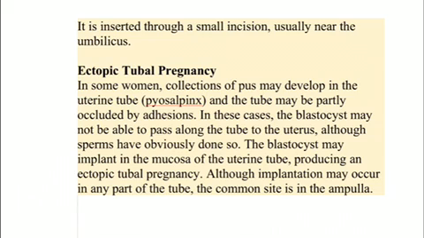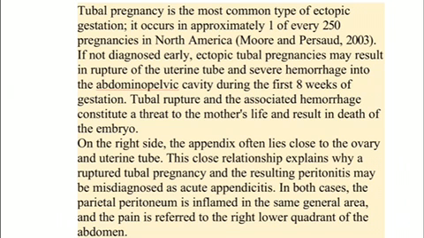Tubal pregnancy is the most common type of ectopic gestation. You have it in about 1 in every 250 pregnancies in some parts of the world. If it's not diagnosed early, ectopic tubal pregnancy may result in rupture of the uterine tube, and in such a case you could have severe hemorrhage into the abdominopelvic cavity in the first 8 weeks of gestation. If there is a tubal rupture, you could have associated hemorrhage, and this is life-threatening to the woman, and it also results in death of the embryo.